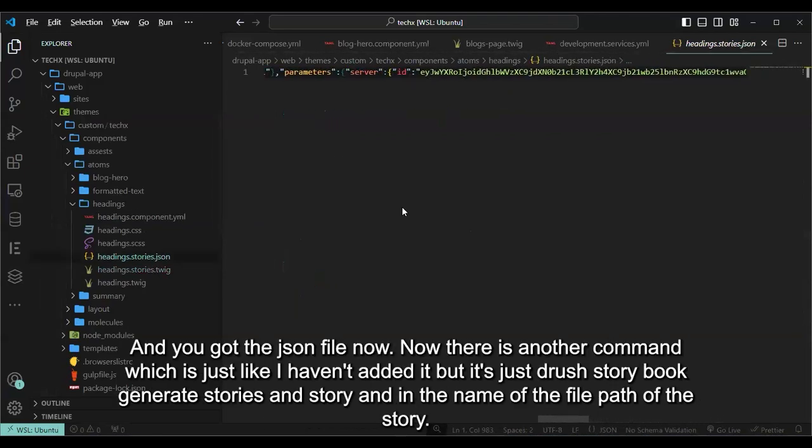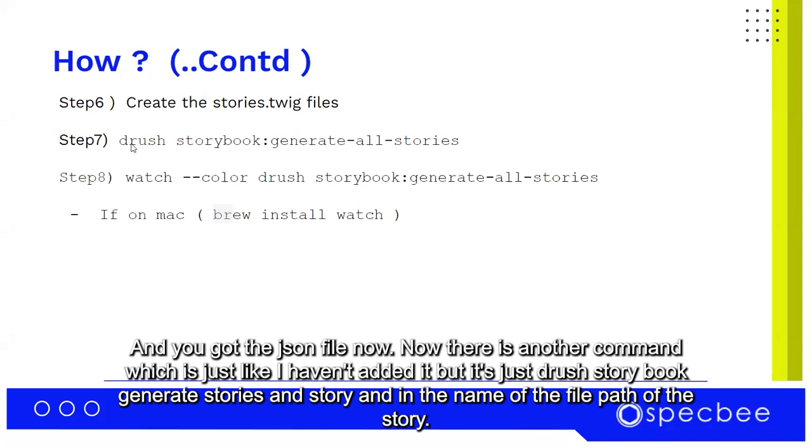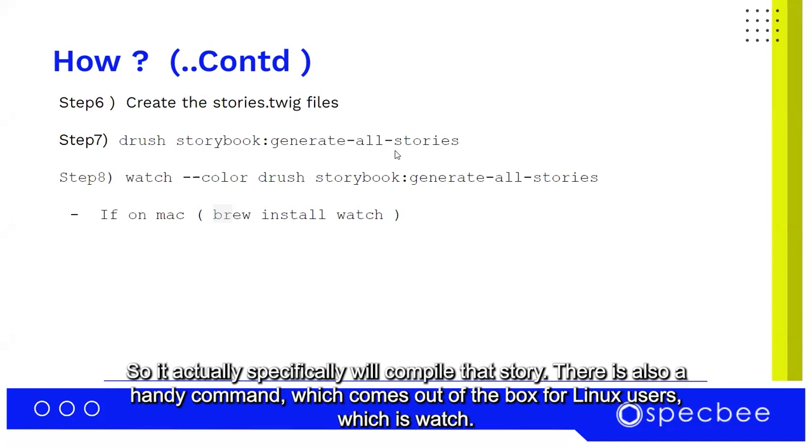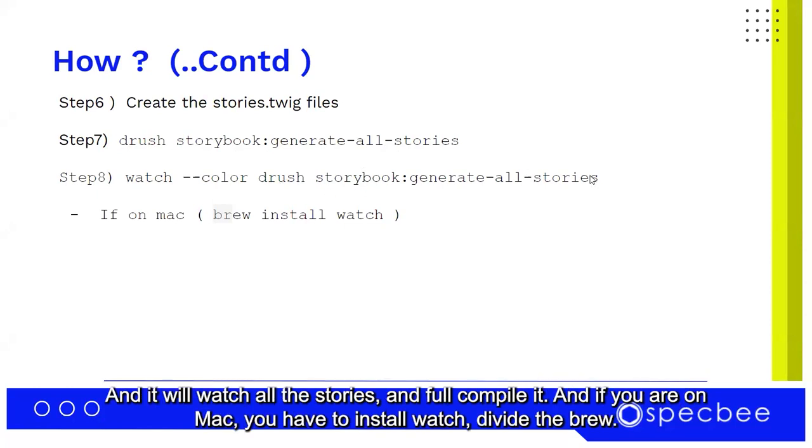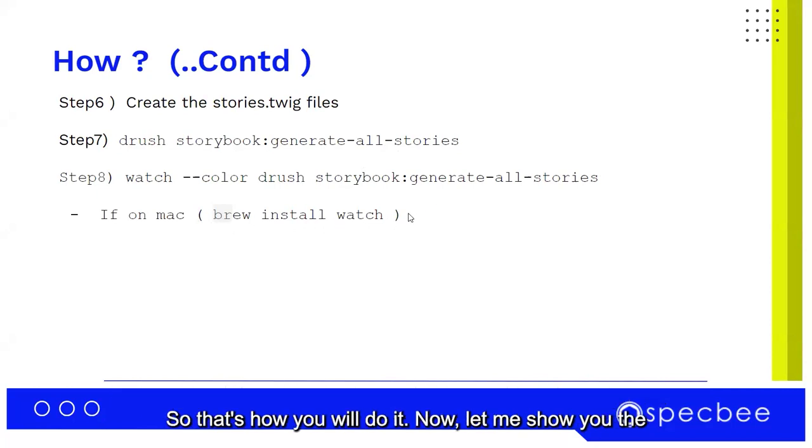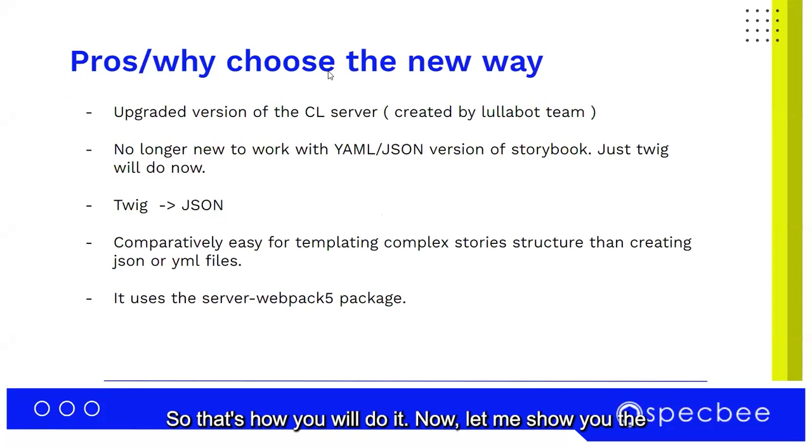Now there is another command, which I haven't added, but it's just drush storybook generate stories and story, and then the file path of the story. So it will specifically compile that story. There is also a handy command which comes out of the box for Linux users, which is watch, and it will watch all the stories and compile them. And if you are on Mac, you have to install watch via brew. So that's how you will do it.